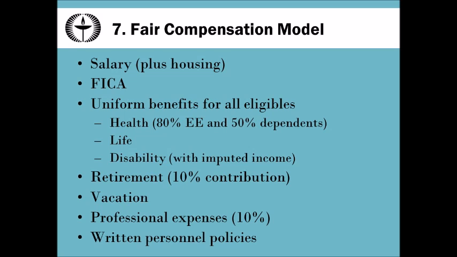Fair compensation model suggests a 10% contribution into the retirement plan. The UUA has an extraordinary retirement plan through TIAA-CREF that congregations are eligible to participate in. Fair compensation suggests vacation time, professional expenses in the amount of about 10% of salary and housing, and a set of written personnel policies that we've talked about. You'll probably want to set salary ranges based on title and location, and we'll talk about that in a minute.